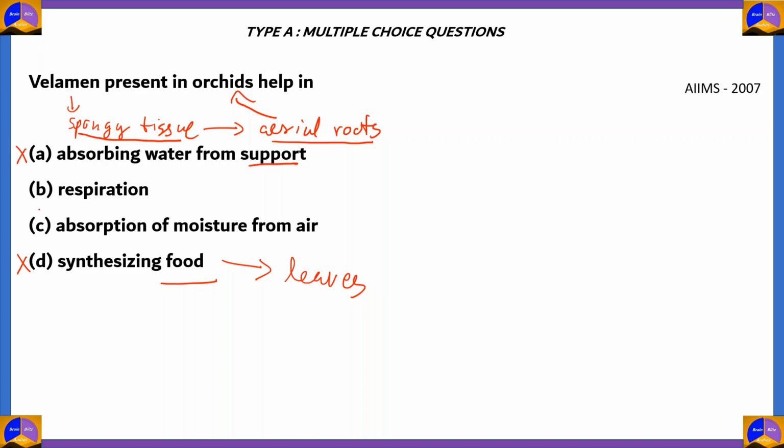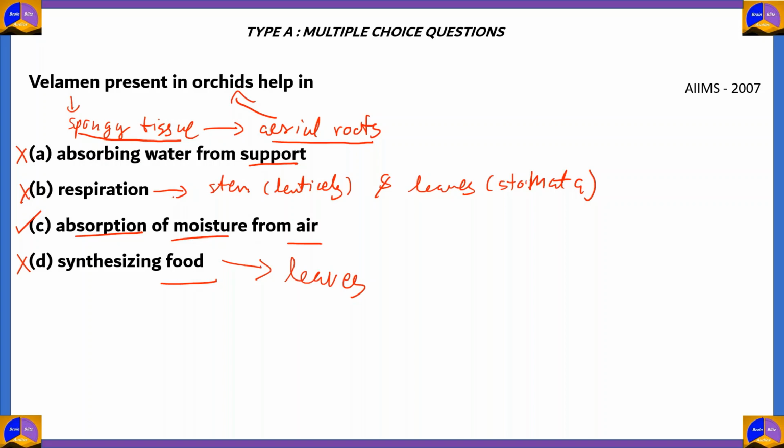What about option B? Respiration. Respiration is done through the stem in the form of lenticels and leaves in the form of stomata. So option B is also not the right answer. The right answer is option C, absorption of moisture from the air. The spongy tissue helps in absorbing the moisture, and it's present in aerial roots, which are exposed to the air. So velamen present in orchids help in absorption of moisture from the air.